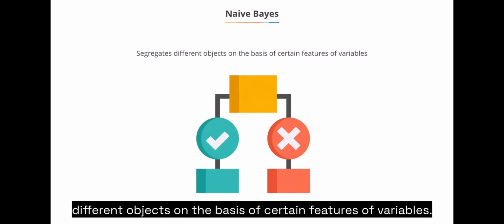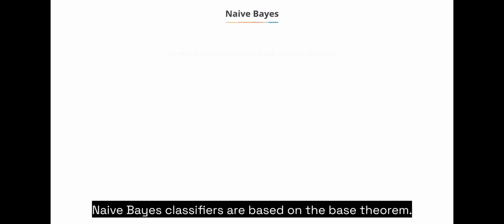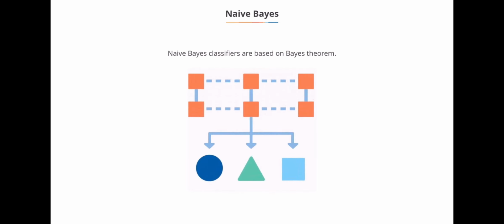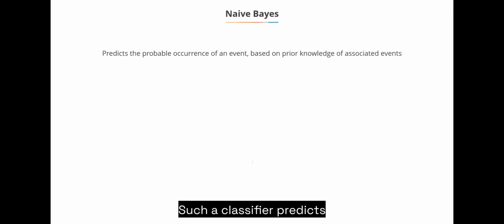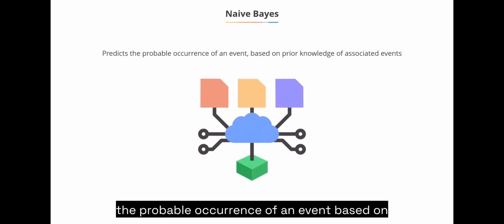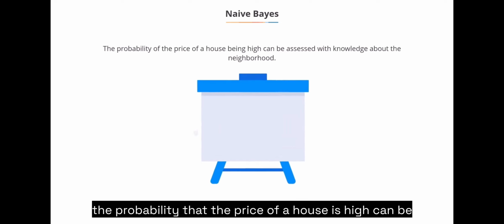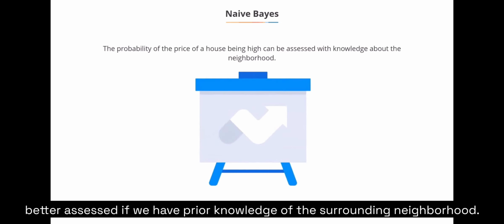Naive Bayes. Naive Bayes classifier is a machine learning model that segregates different objects on the basis of certain features of variables. Naive Bayes classifiers are based on the Bayes theorem. Such a classifier predicts the probable occurrence of an event based on prior knowledge of other associated events. For example, the probability that the price of a house is high can be better assessed if we have prior knowledge of the surrounding neighborhood.